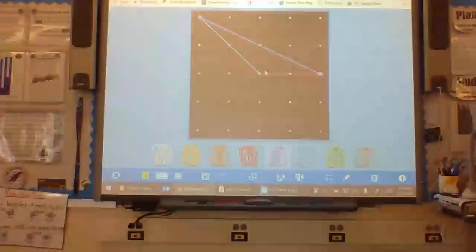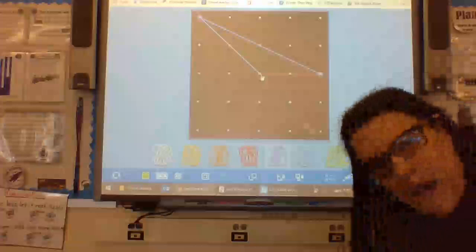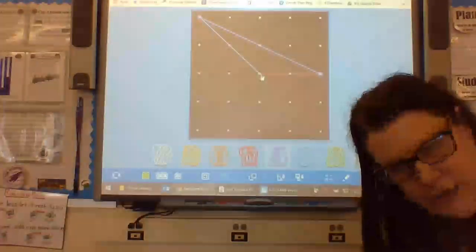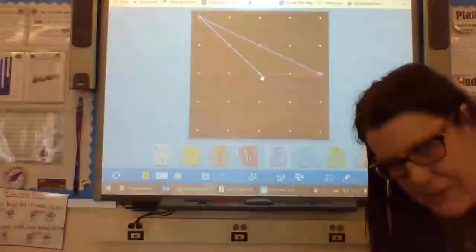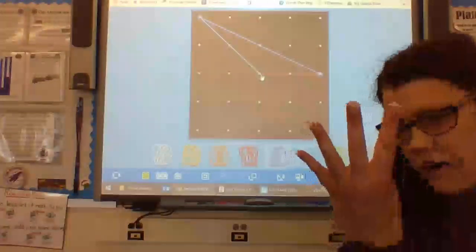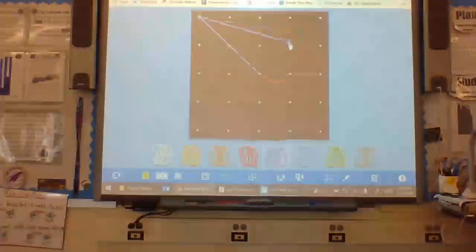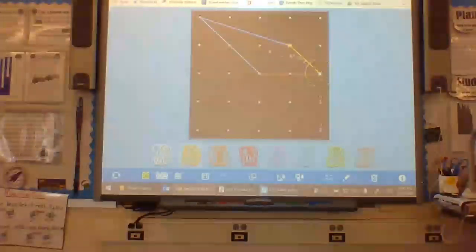The next one talks about a quadrilateral with no parallel sides. So folks, a quadrilateral, how many sides do I need? Four. So you need to add four sides to that quadrilateral. I'm going to bring up another rubber band, and now I've got four sides.